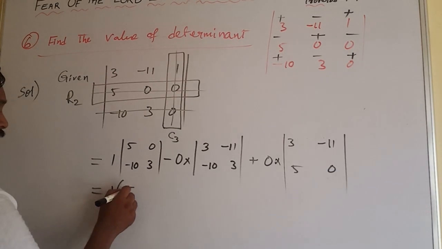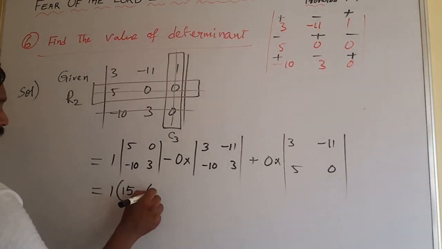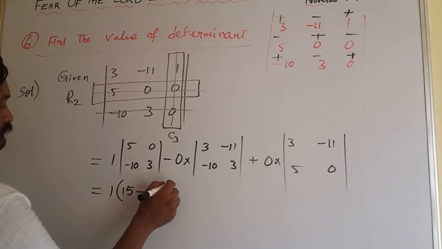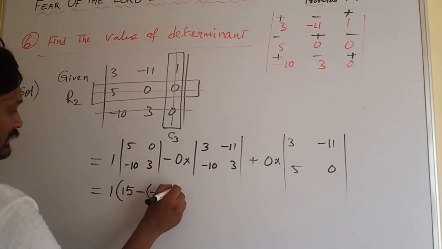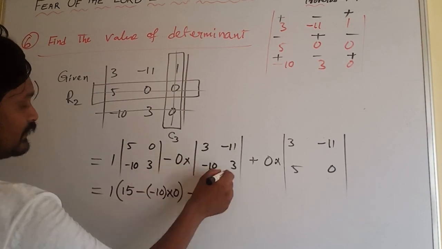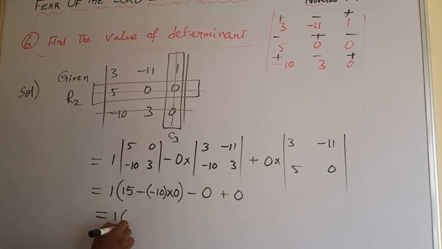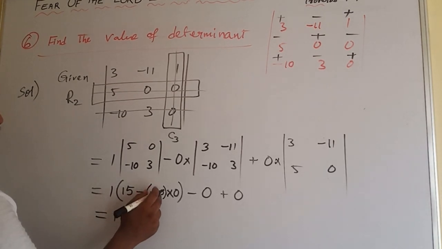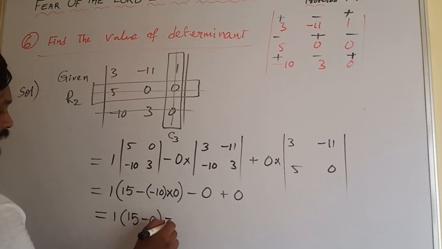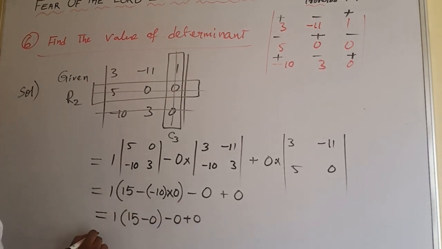Okay, so now here 1 into, and this part you already know, 5 3s are 15 minus 10 into 0. If you want I'll write it as into 0. Minus 0 into any number is 0, plus 0 into any number is 0. Now 15 minus 10 into 0 is 0. Minus 0 plus 0 is 0. So 1 into 15 is 15, then 1 into 0 is 0. All zeros can be removed. So what is your answer now? 15. So you will get the answer as 15.